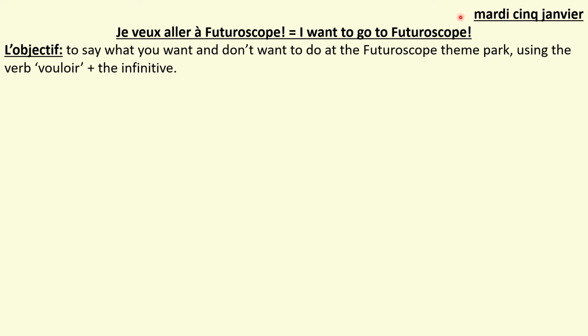Okay, well done. So you're now ready to start. What I would like you to do is, as we do in class all the time, copy the date in French in your book on the top line on the right hand side. Mardi 5 janvier, Tuesday the 5th of January. Neatly underline that. Then write down the title. Je veux aller à Futuroscope. I want to go to Futuroscope. And neatly underline that as well.